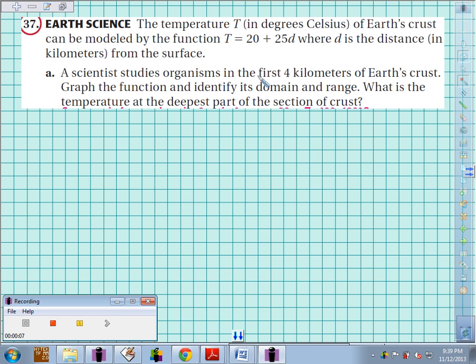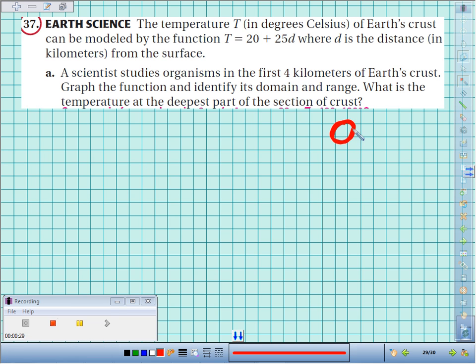D is the distance. We're only looking in the first 4 kilometers. So 0 represents the surface, and the furthest we're going to dig is 4 kilometers. So we could be anywhere between 0 and 4 kilometers beneath the crust. Okay. So really, if we think about what can we plug in for D, the distance from the surface, it could be anywhere from 0 to 4.